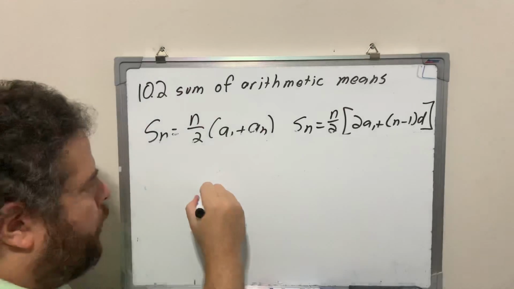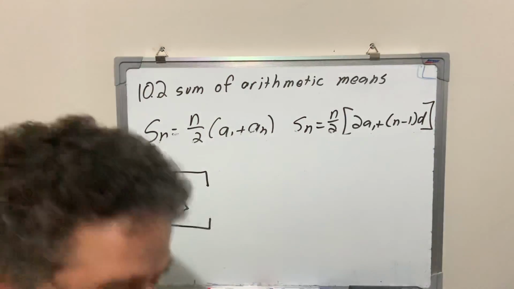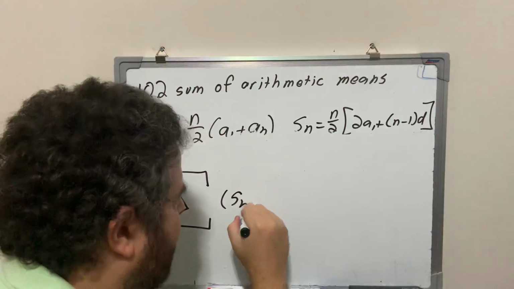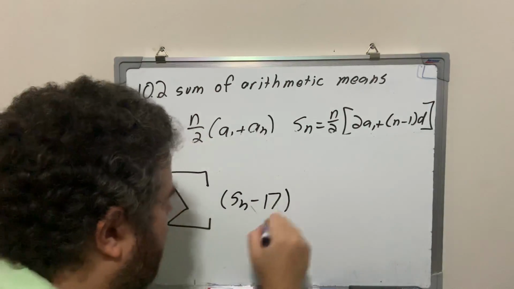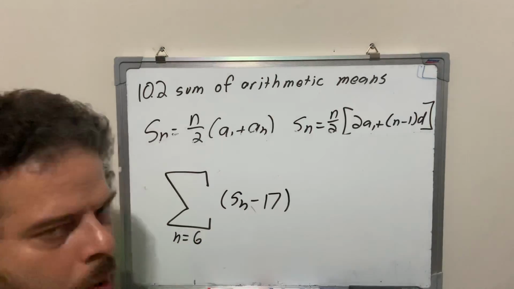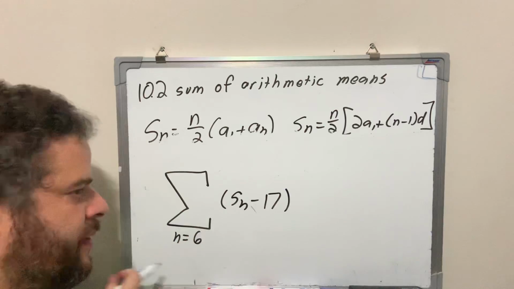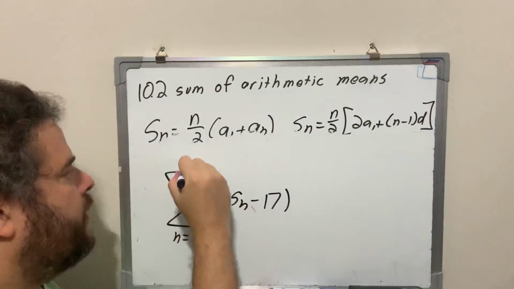Part C, we're seeing sigma. Again, remember, that means summation. This is the formula here, 5n minus 17. This is the lower bound. It's not actually the lower bound, remember, it's the index, but I just like to say this is the lower bound because it's the bottom, and this is the upper limit, it's at the top.